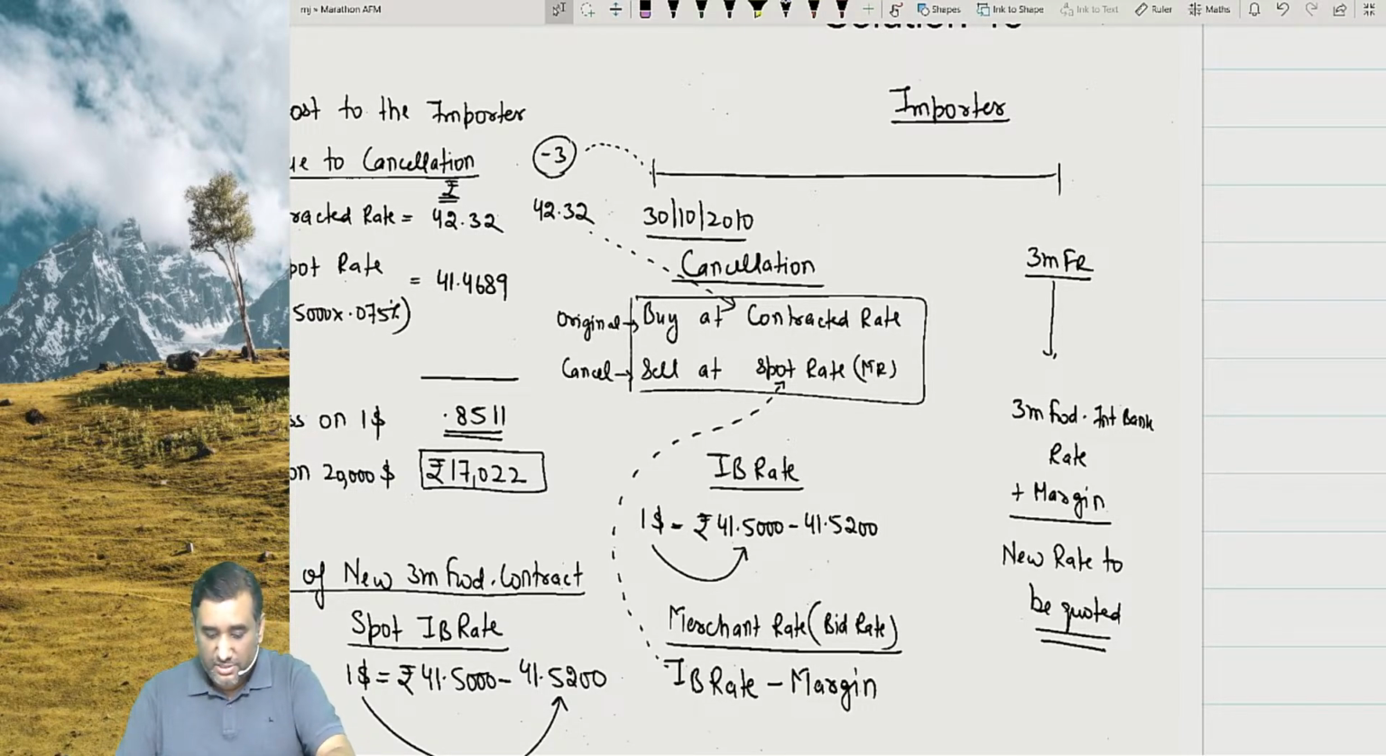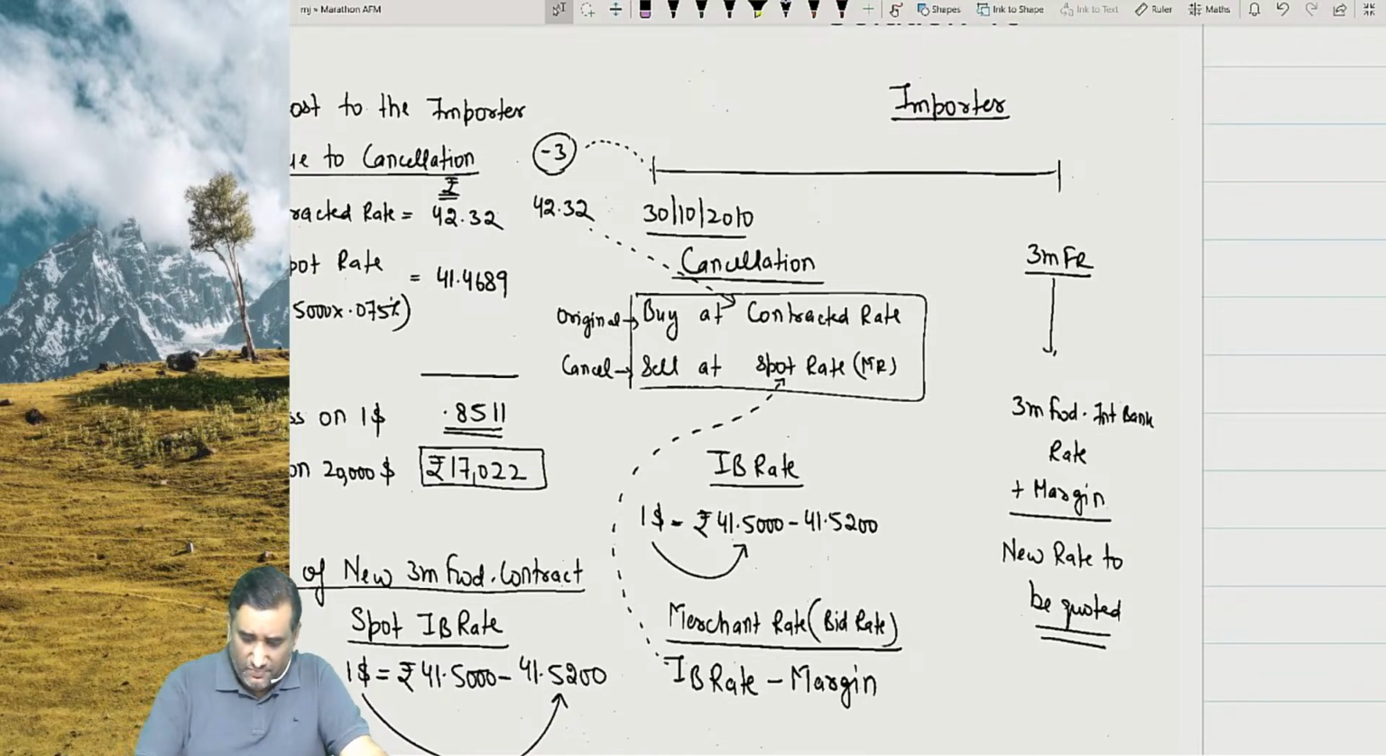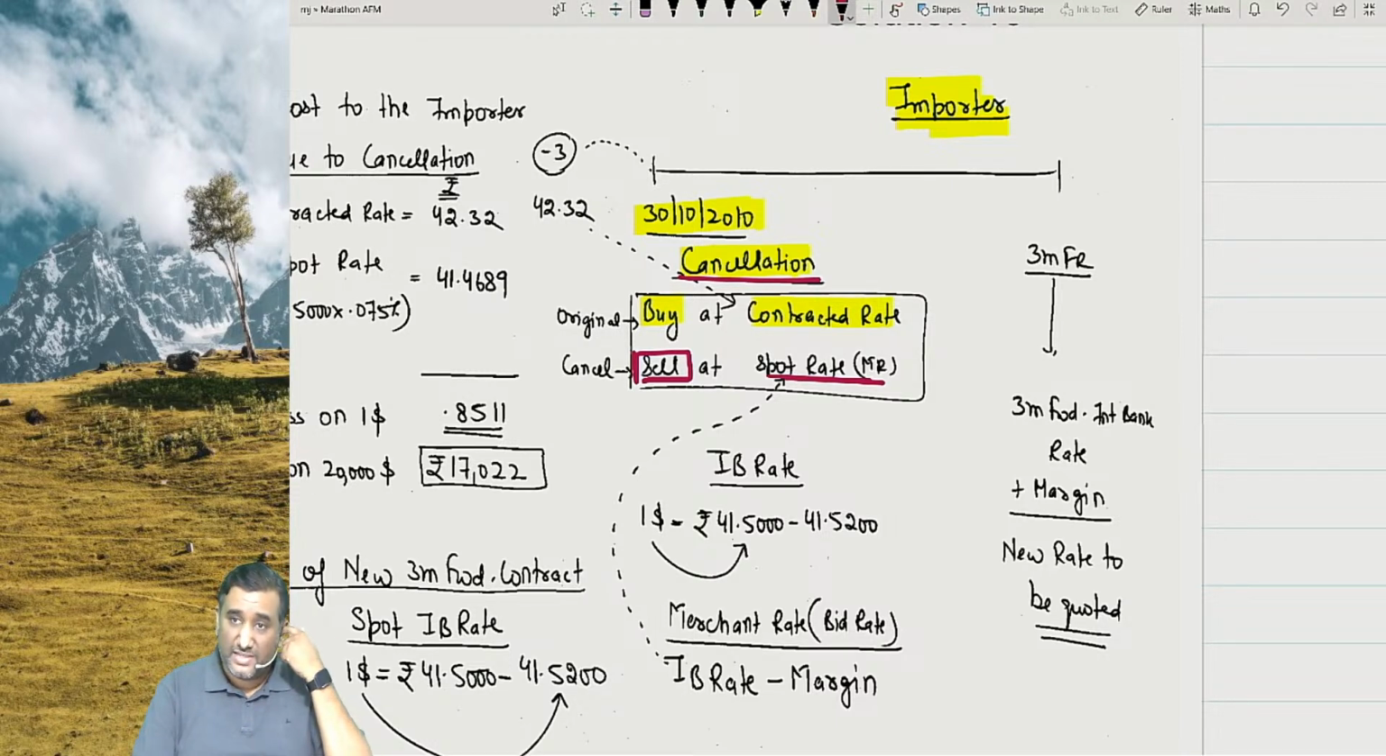If I look at my numbers, it says the importer would have done the agreement on 30/10/2010 for cancellation. Original was buy at what rate? Contracted. Importer's original contract was buy. Buy would be cancelled with what? Sell. That's one part. And since it's a due date cancellation, what rate will apply? Importer is cancelling, buy, sell.